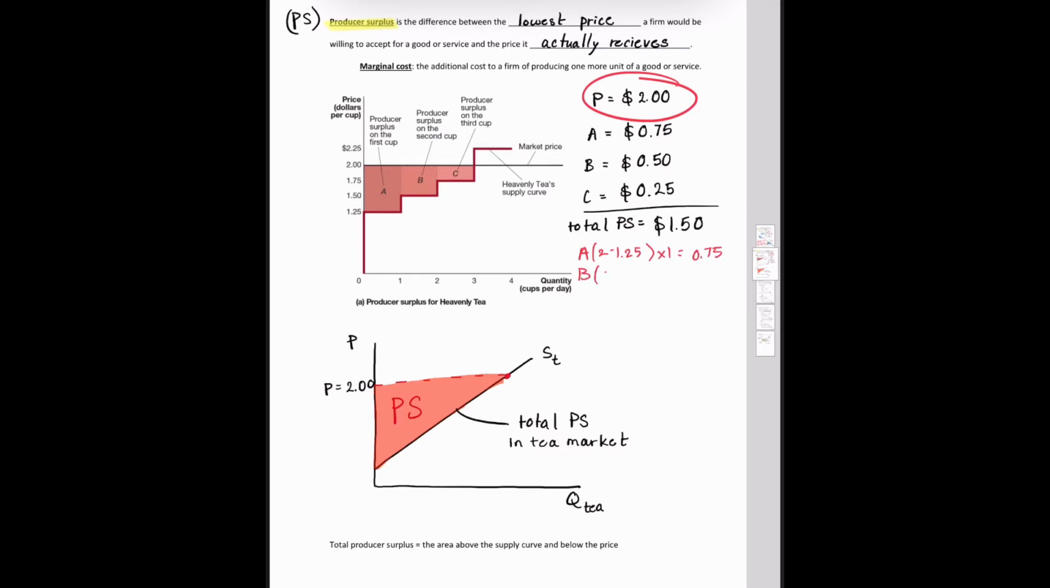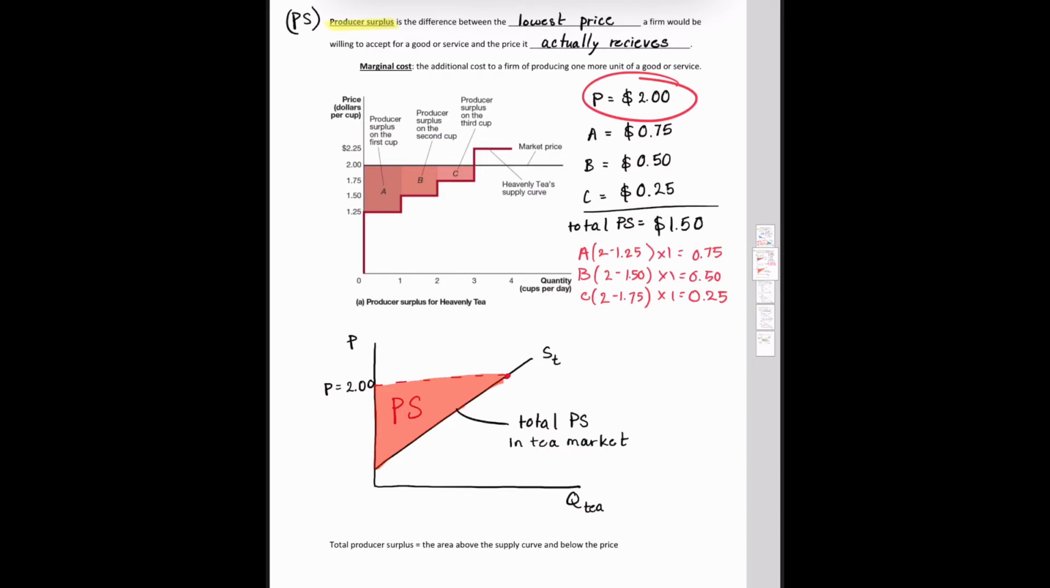For B, we would take $2, subtract $1.50, multiply it by 1 cup, and we would get 50 cents. For area C, $2 minus $1.75 times 1 cup equals 25 cents. And then you would sum it all together in order to obtain the total producer surplus. Again, producer surplus is the difference between the lowest price a firm is willing to accept and the price it actually receives.